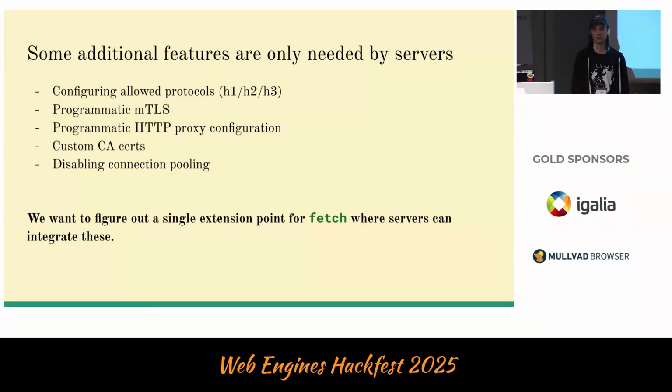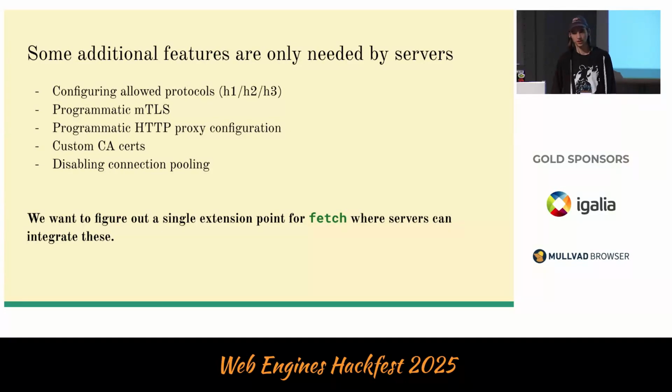You want to be able to programmatically say, like, this fetch request needs to use a certain TLS certificate for mTLS. You want to maybe programmatically configure that a request goes through a specific HTTP proxy. You want to set custom CA certificates because you're talking to an internal service that has self-signed certificates. Or maybe you want to disable connection pooling for performance reasons.